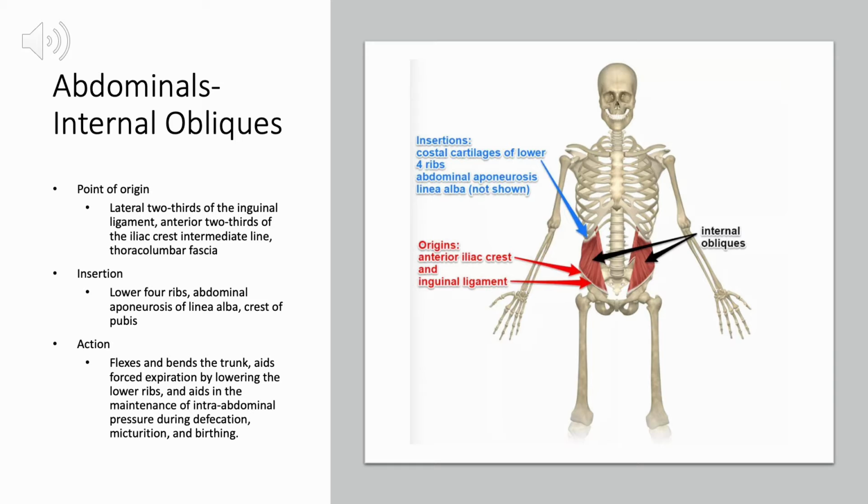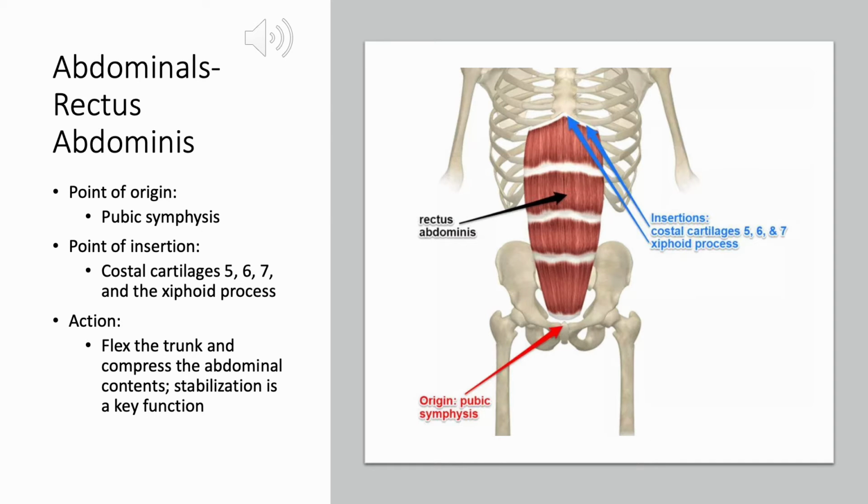And then the action is to flex and bend the trunk. It aids forced expiration by lowering the ribs and aids in the maintenance of the intra-abdominal pressure during childbirth, defecation, etc. The third one for the abdominals is the rectus abdominis.